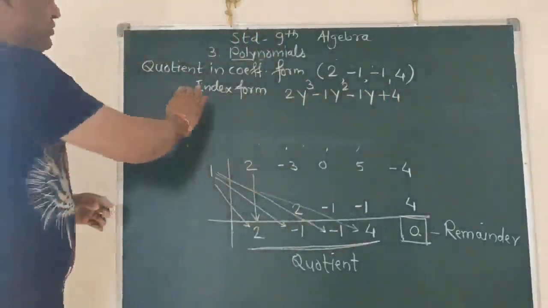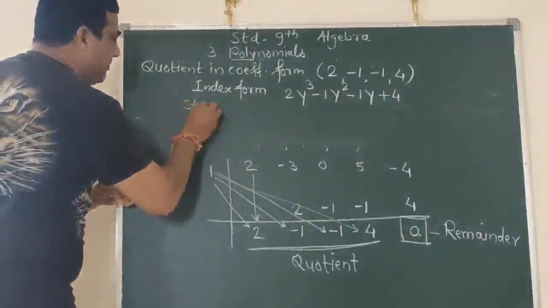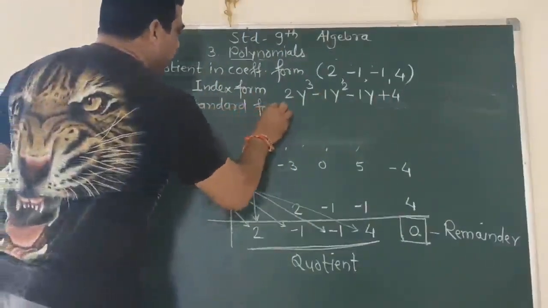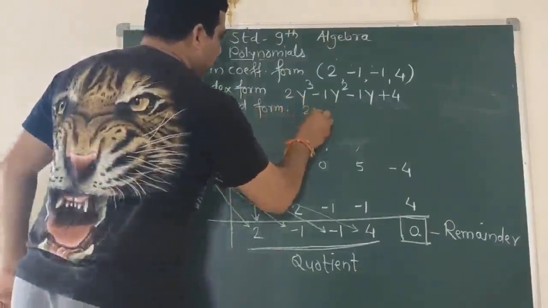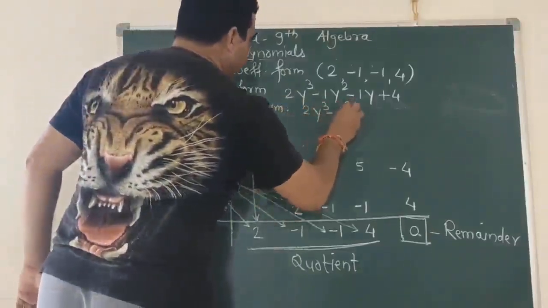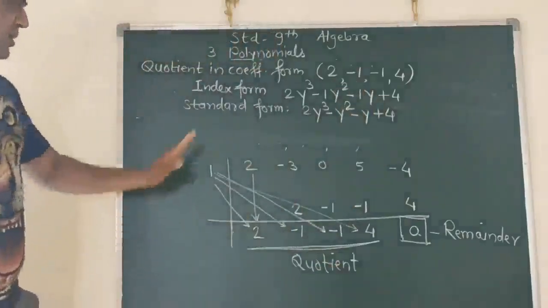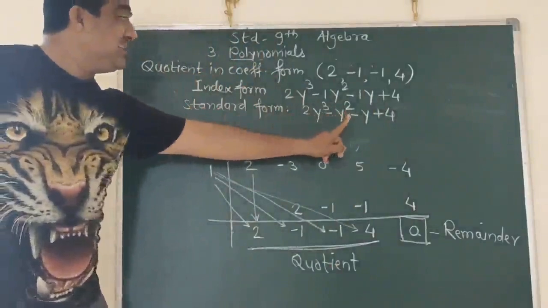And here you can convert it into standard form. In standard form, it is 2y cube minus y square minus y plus 4. So here we get the quotient in standard form.